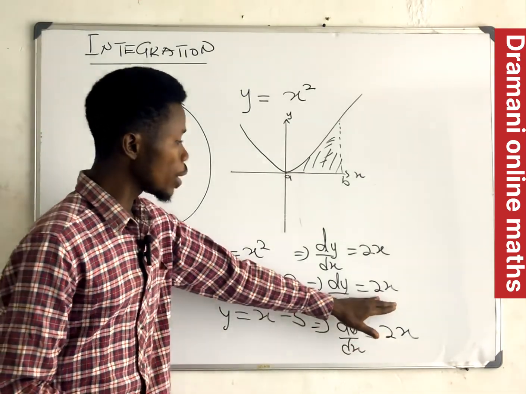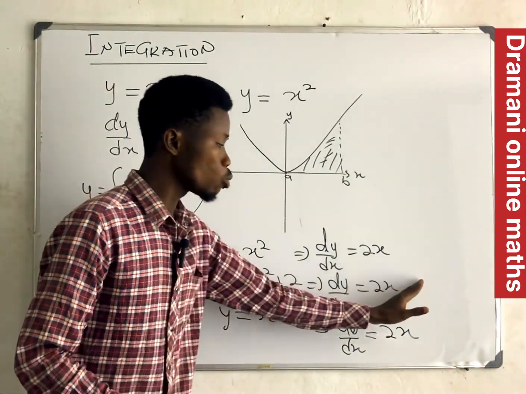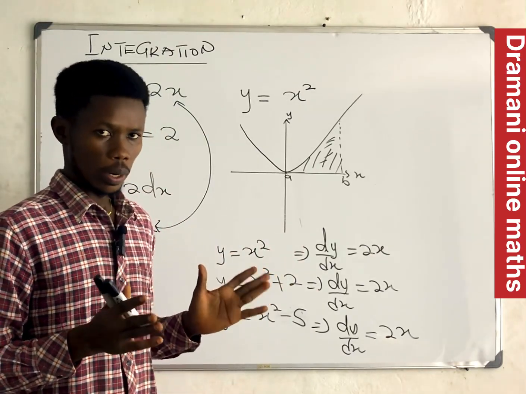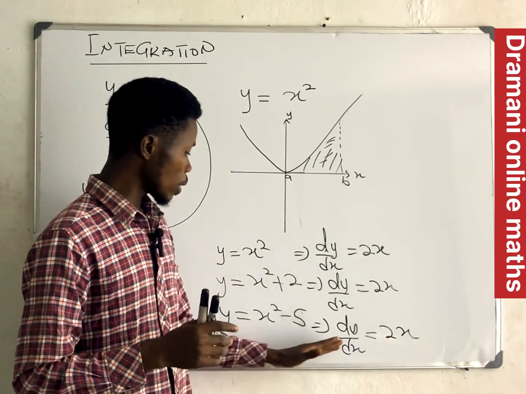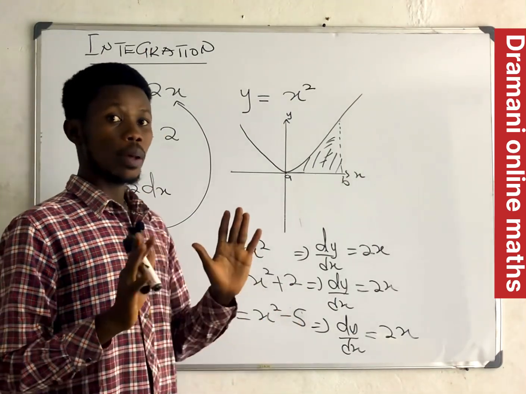But if we integrate this, we are going to have x squared, but the plus 2 will not be there. If you also integrate this, you are going to have x squared, but the minus 5 will not be there.